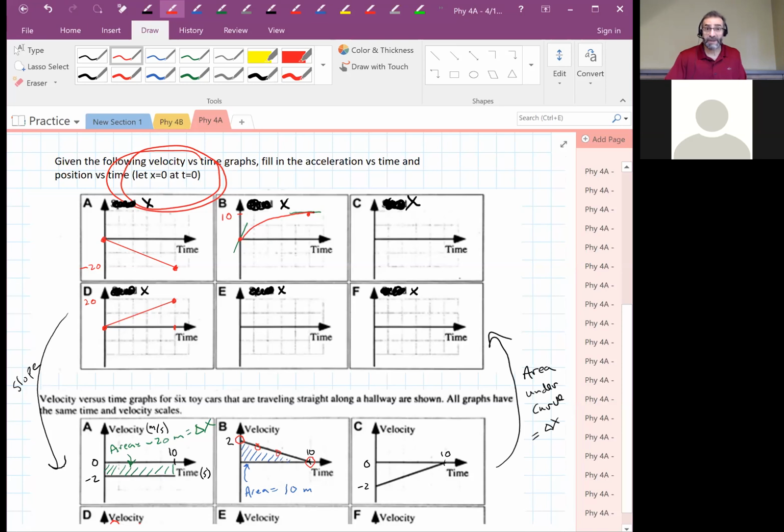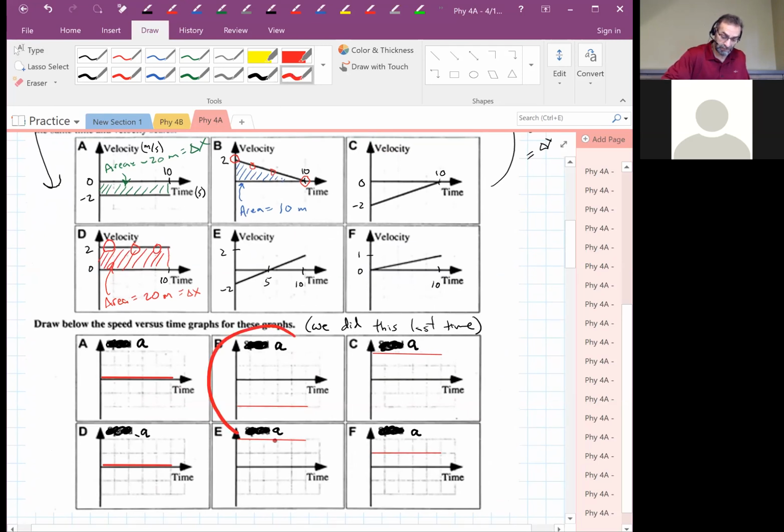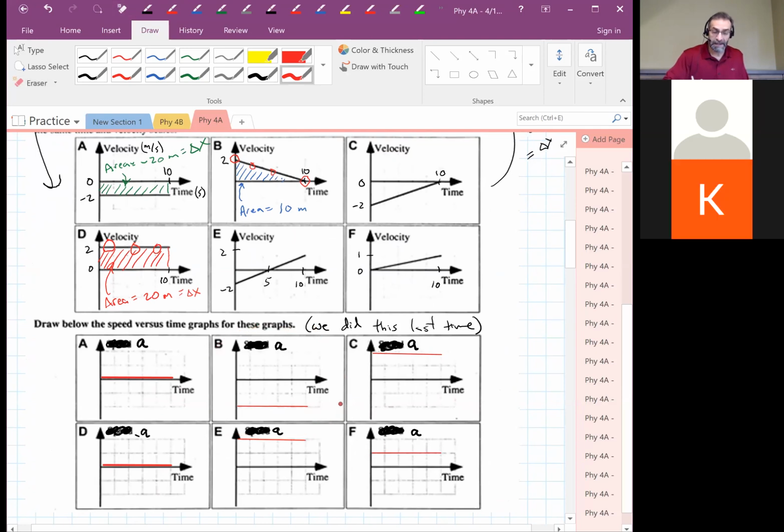And how else do we know that it has to be concave down? Well, we look at our acceleration versus time, right? The acceleration is negative. Oh, my OneNote crashed. There we go. The acceleration is negative, and the acceleration is the second derivative of x versus t. So the second derivative negative means concave down.